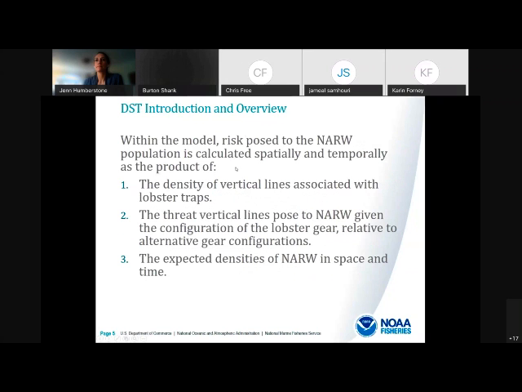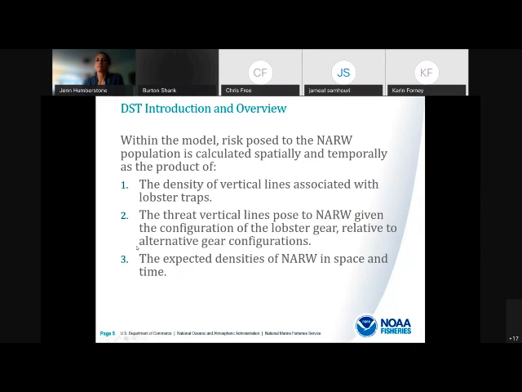Within the model, we're dealing with primarily, one, the density of vertical lines, and what we added into this was the threat posed by different vertical lines given different configurations in lobster gear. And then the third term in this product is the densities of right whales. So 1 and 3 together are basically a co-occurrence model. But we felt a real need to include this threat because there's so much heterogeneity in the gear configuration for the lobster fishery.